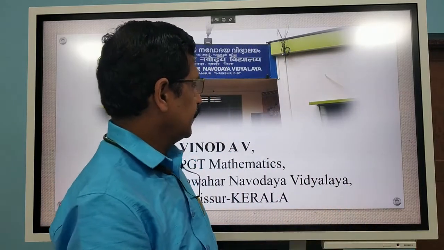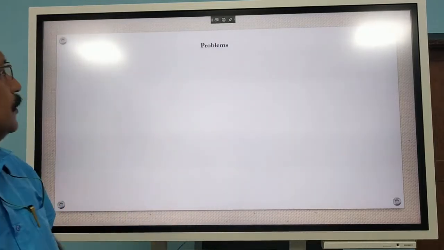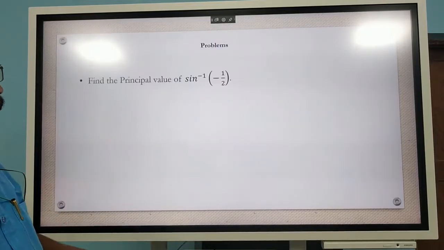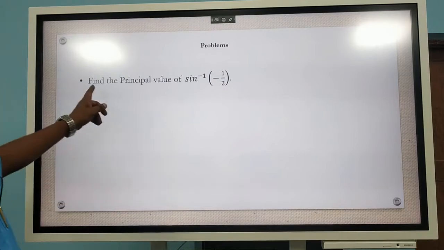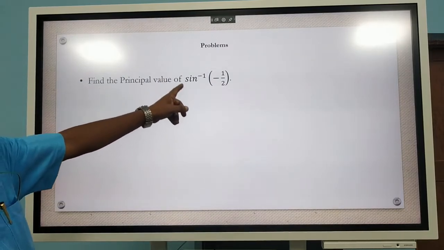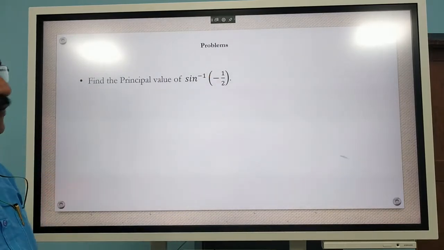Today, we are going to discuss some important properties of inverse trigonometric functions. Let us start with some simple problems. The first question is, find the principal value of sine inverse minus 1 by 2.